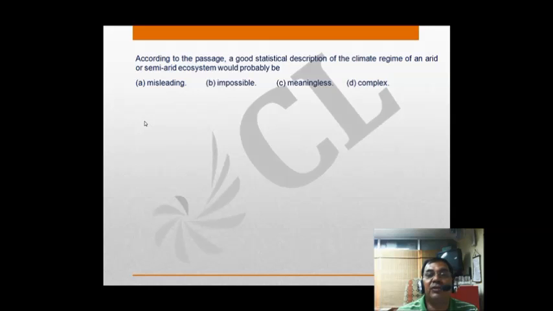A good study of analysis would probably be, here they are talking about so many factors. According to the passage, a good statistical description of the climate regime of an arid or semi-arid region would probably be very complex, because that is why carrying capacity still cannot be determined. So probably you can get it from the central idea. So many questions can be done this way, and if you keep doing that, things can be much easier.